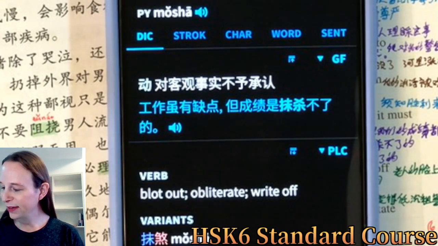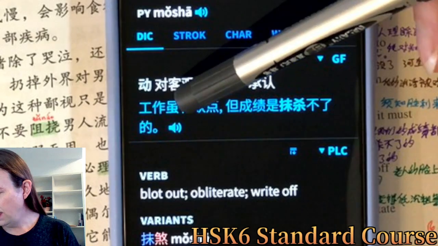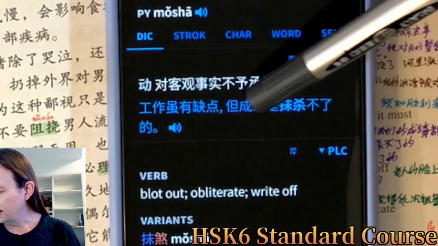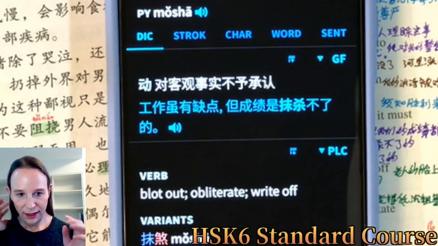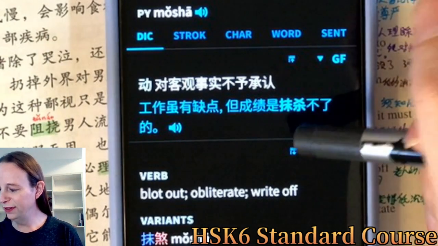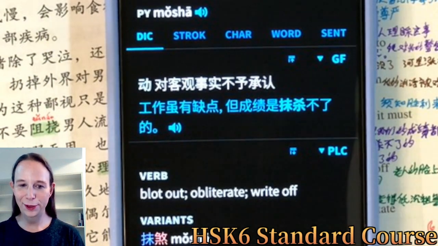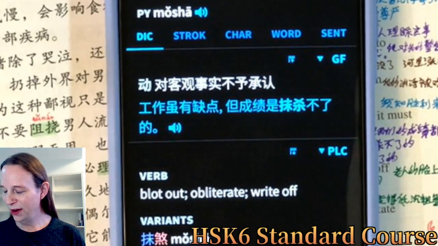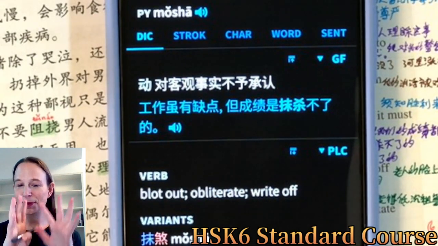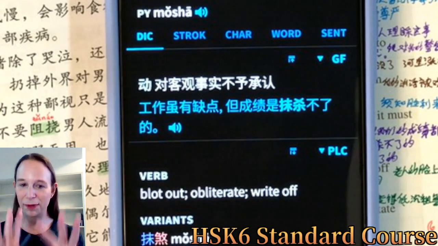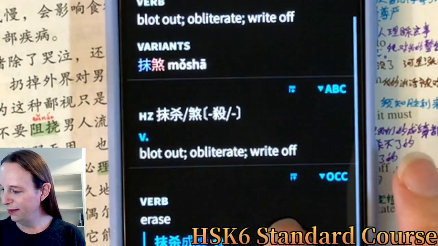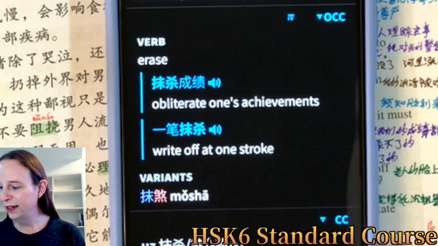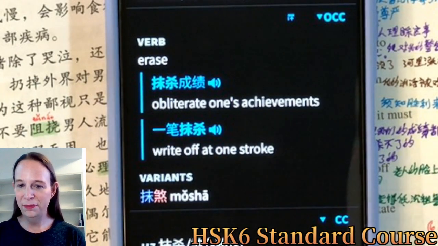That's not exactly what I was thinking. 工作虽有缺点，但成绩是抹杀不了. Yeah, this is the most common example I encounter, actually. I should have 抹杀不了, unable to be wiped out. So you talk about historical facts or, like in this case, achievements. You can't kind of wipe them from history books. Yeah, 抹杀成绩. So wipe out accomplishments.